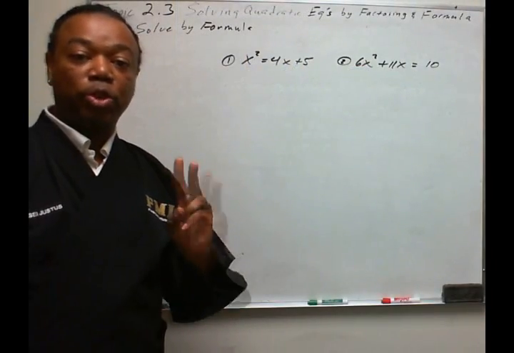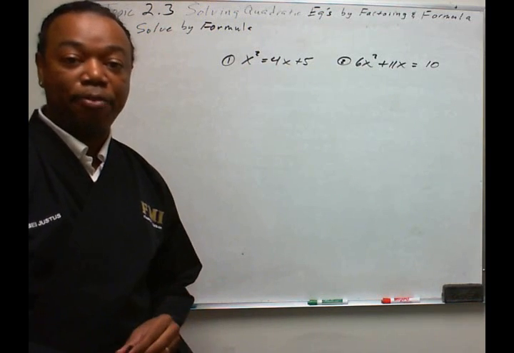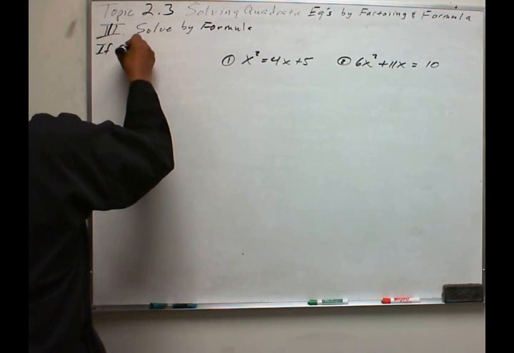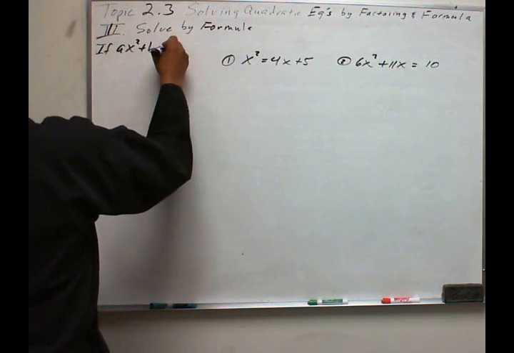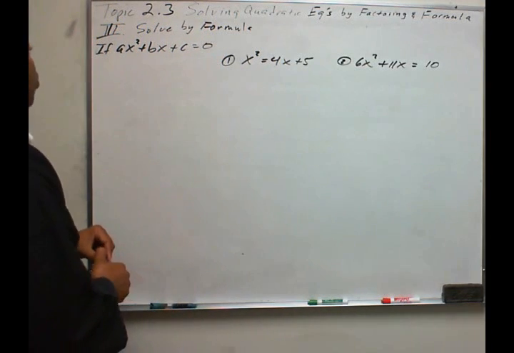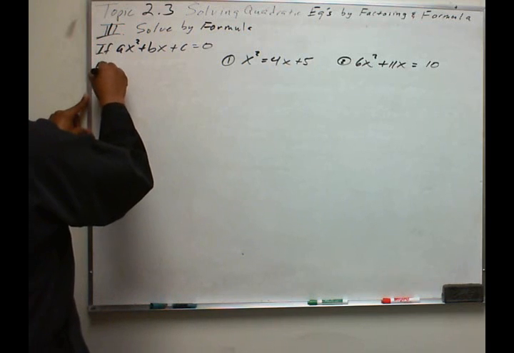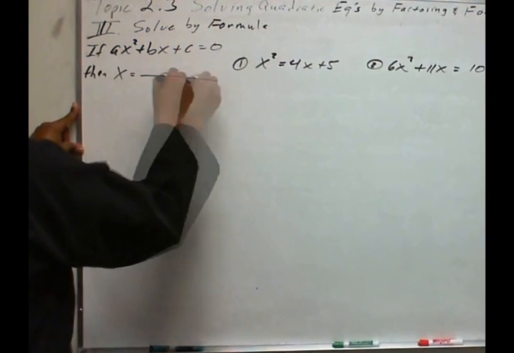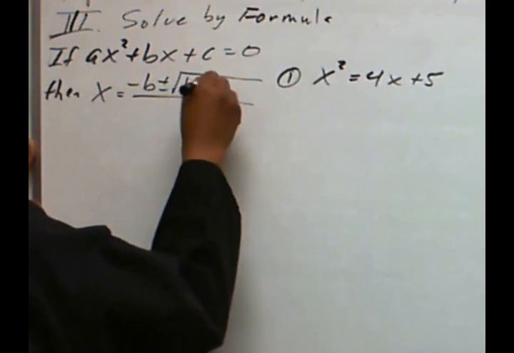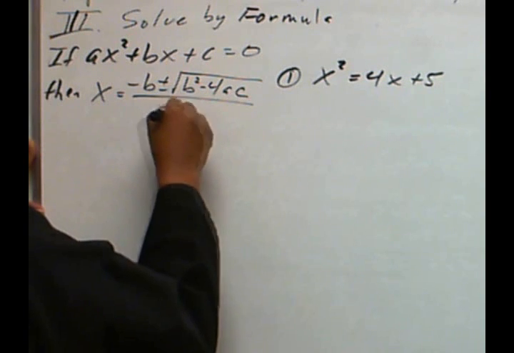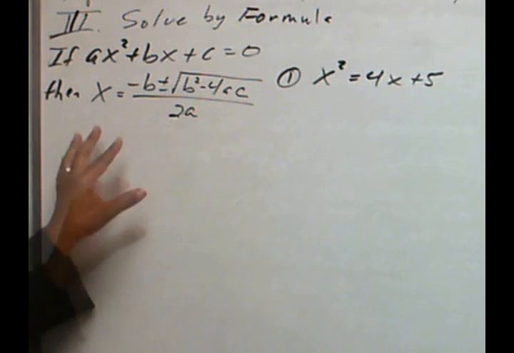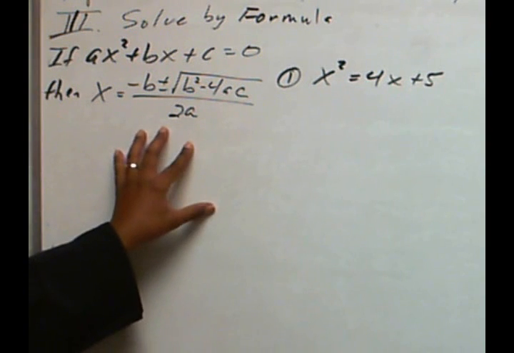The second method or tool for solving quadratics will be the quadratic formula. The quadratic formula says if your quadratic is in the form of ax squared plus bx plus c equals 0, set equal to 0, just like the zero factors, then the solution will be x equals the opposite of b plus or minus the square root of b squared minus 4 times a times c, all divided by 2 times the a term. Okay, this needs to be memorized.